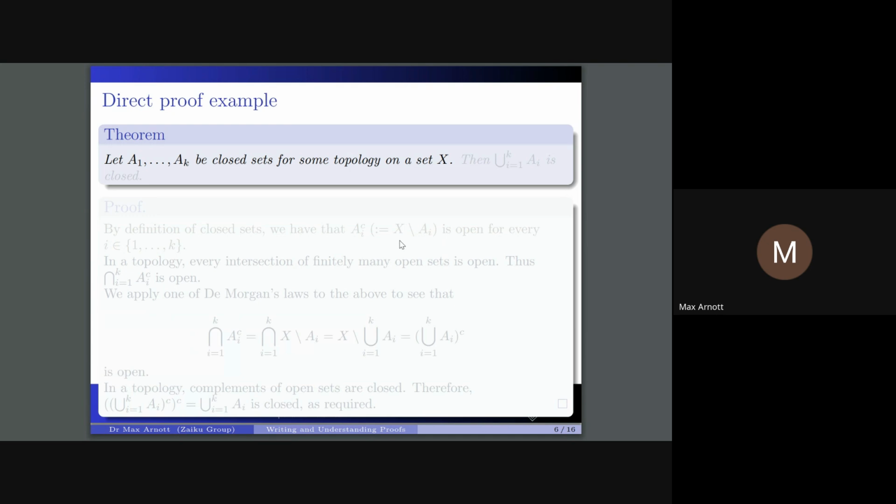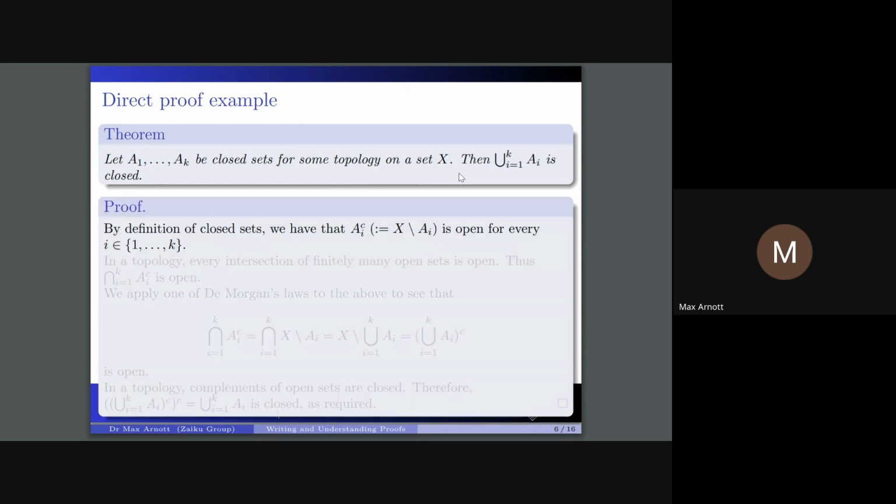This is related to the topology work that you've been doing. So let A1 up to AK be finitely many closed sets in some topology on a set X. Prove that the union of all these sets is a closed set. Okay, so by the definition of closed sets, we know that their complements are open. This is how you define closed sets in a topology, right? They're the complements of the sets which belong to the topology.